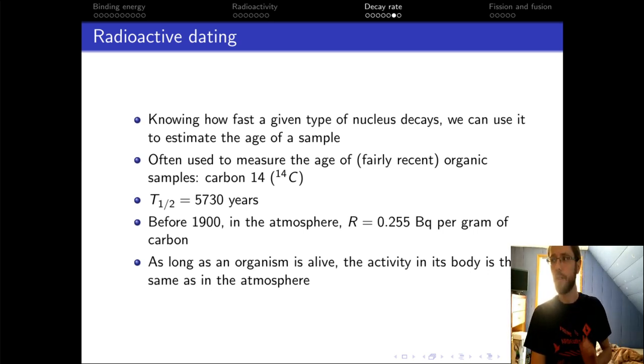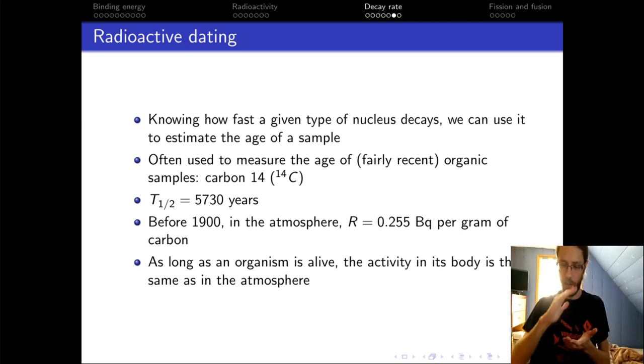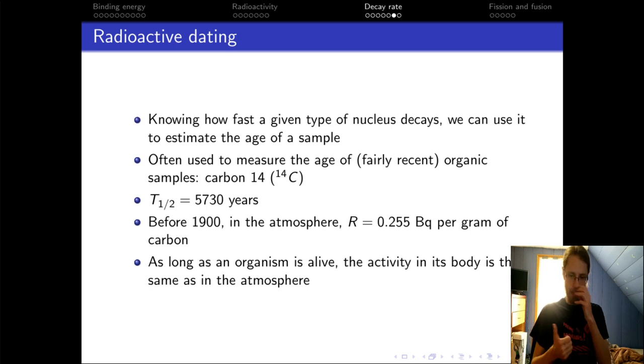And it's generally used whenever you are studying organic samples, not too old, because then the fluctuations will become important since the size of the sample will become very, very small. But if the fossil is not too old, this is a way we can use to determine the age of a fossil, since we know how fast it decays. And also, in the atmosphere, the total ratio of carbon-14 compared to the other types of carbon remains constant. And because of this, if the ratio of the nuclei remains the same, the activity, the rate of decay, also does, since the two are proportional to each other.